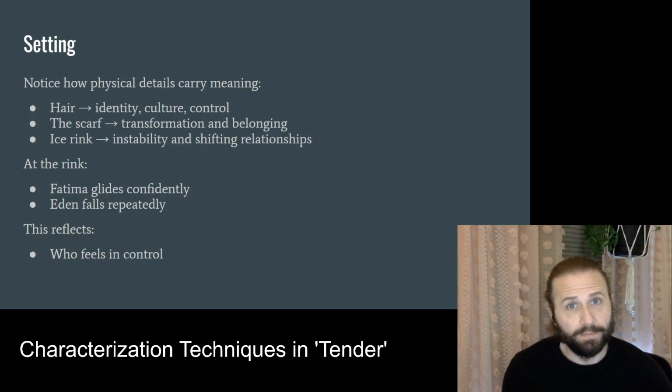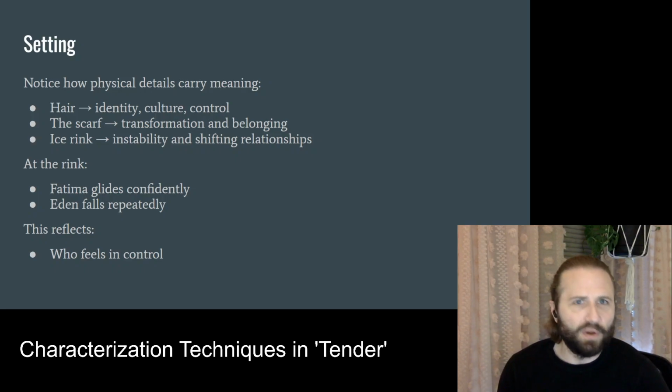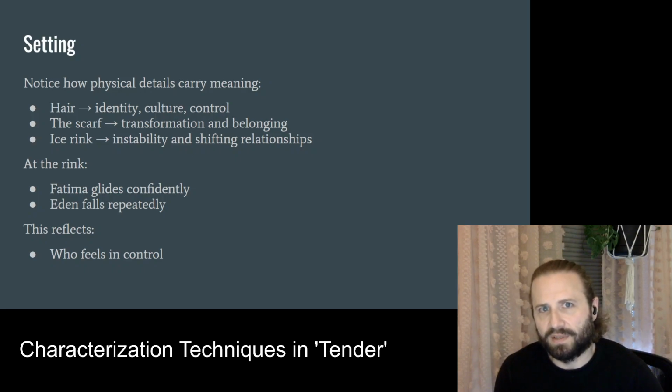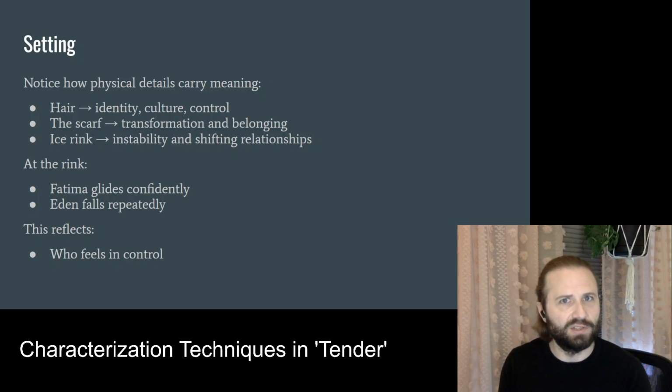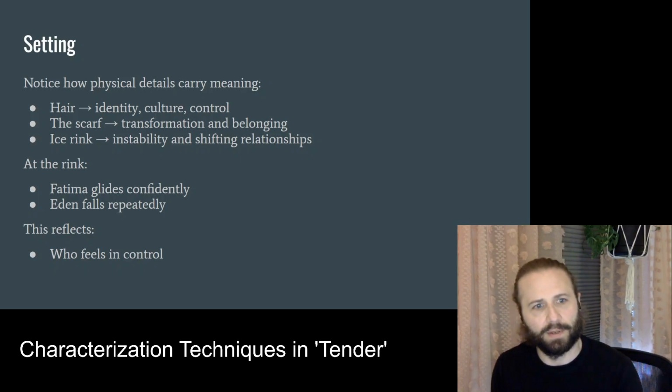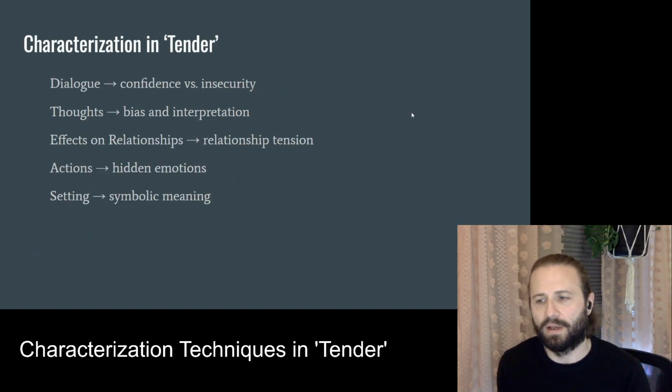Towards the end of the story, we see other ways of describing this. For example, at the ice rink, Fatima is very comfortable on her skates, whereas Eden seems to be falling and having a lot of difficulty. This sort of represents their emotional state. Fatima is a very confident, stable person, whereas Eden is someone who is sort of emotionally clumsy and falls occasionally and needs a little bit of help from time to time. So this is an example of how setting reflects that element of characterization.